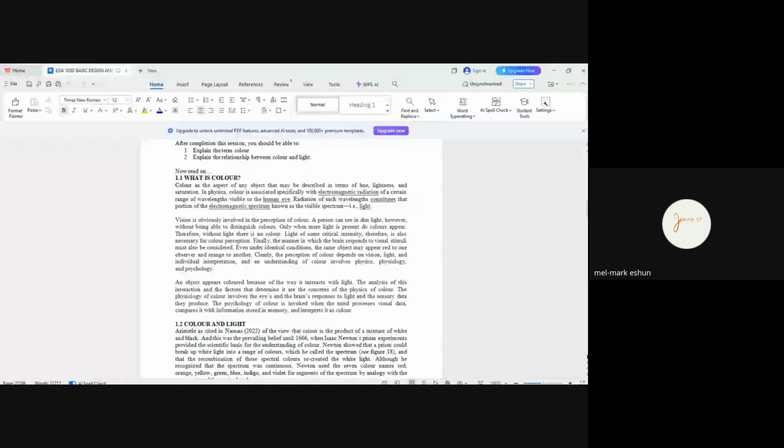An object appears colored because of the way it interacts with light. The analysis of this interaction and the factors that determine it are the concerns of the physics of color. The psychology of color involves the eyes and the brain's response to light and the sensory data they produce. Let me pick that one again. The psychology of color is involved when the mind processes visual data, compares it with information stored in memory, and interprets it as color.